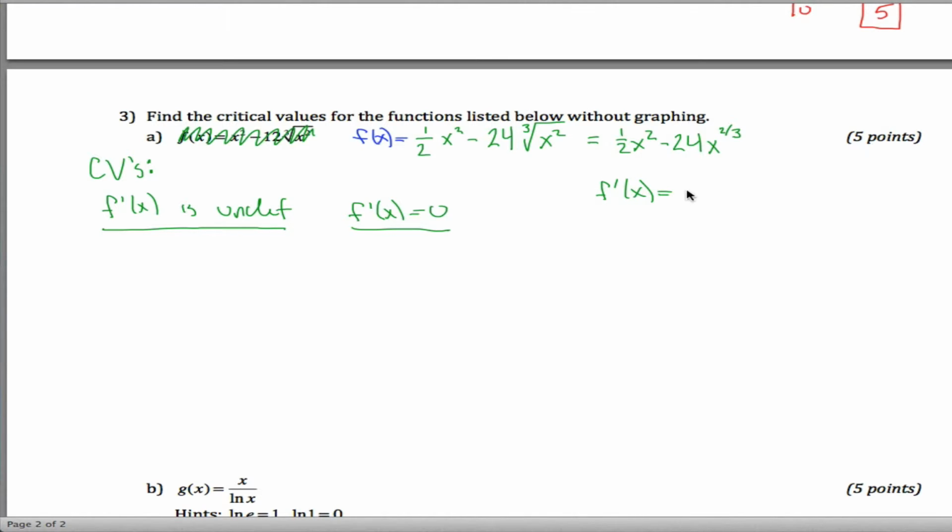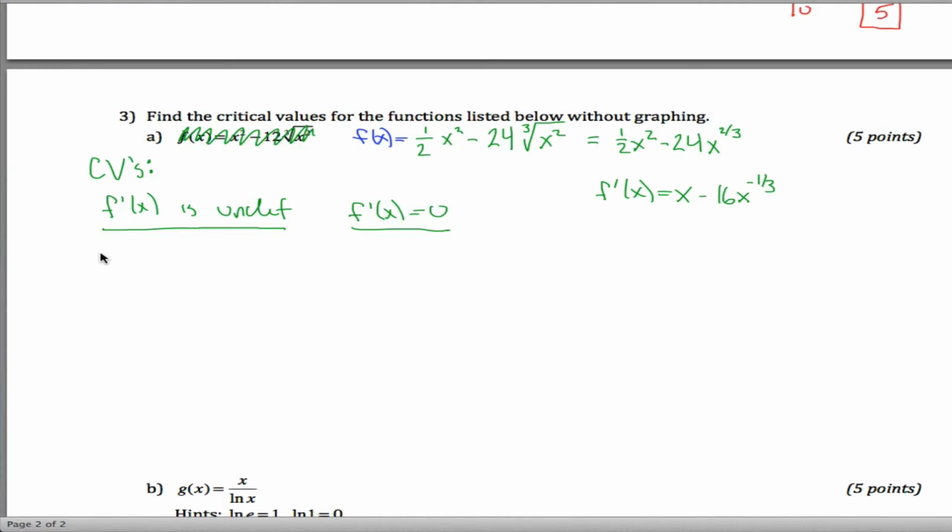The derivative of 1/2 x squared is just x. Bring the 2 down in front; 2 times 1/2 is just 1, and 2 minus 1 is 1, so it's 1x to the 1 power, aka x. Minus 2/3 of 24 is 16, times x to the 2/3 minus 1, which is negative 1/3. This right here is our derivative. I've got to figure out when this is undefined and when this equals 0.